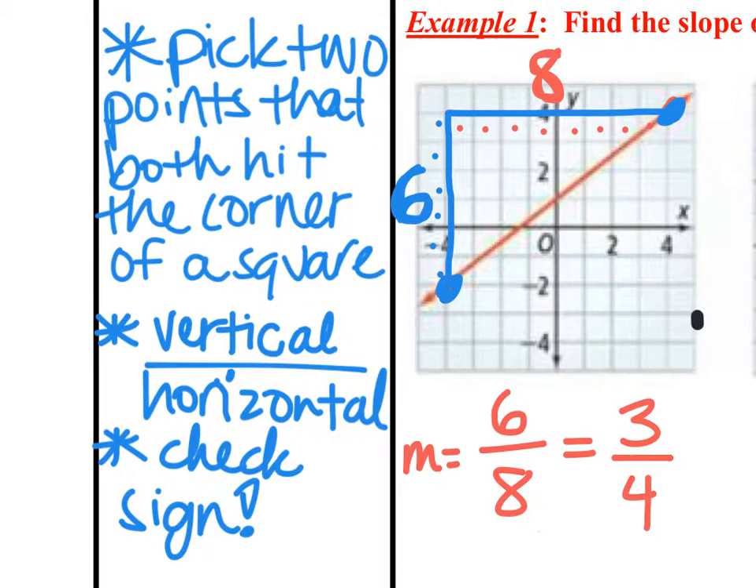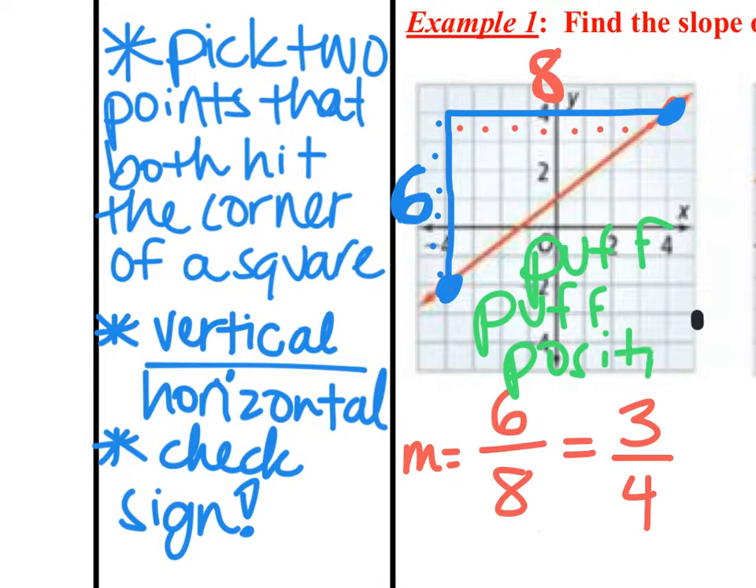Slope Dude skis from left to right. What would he say if he went on this line? Positive. Puff, puff, positive. Up the mountain from left to right. I'm going to literally write that down. Puff, puff, positive. So it should be a positive 3/4, so that is our final answer.